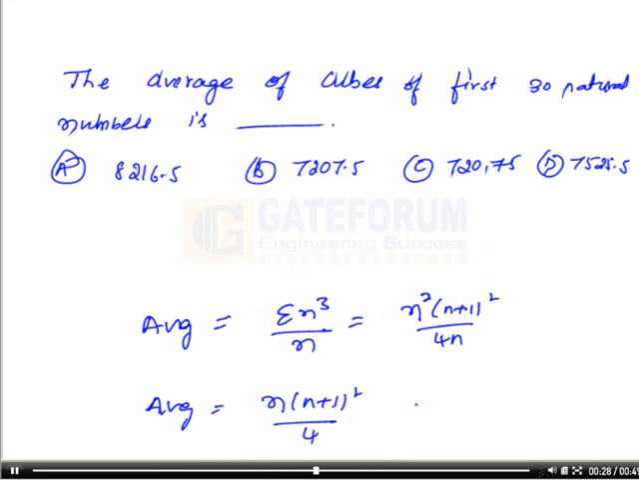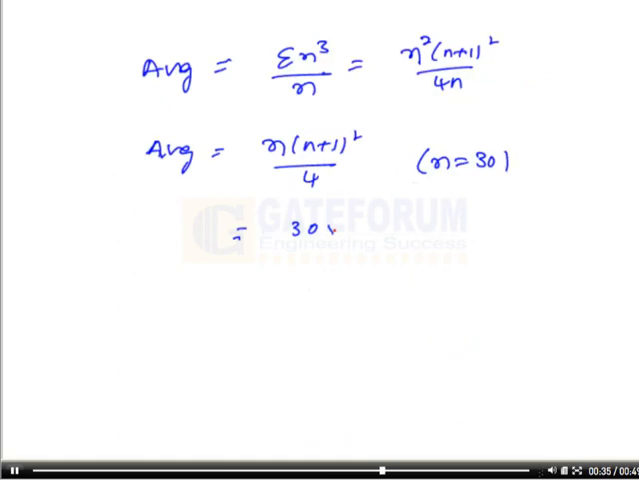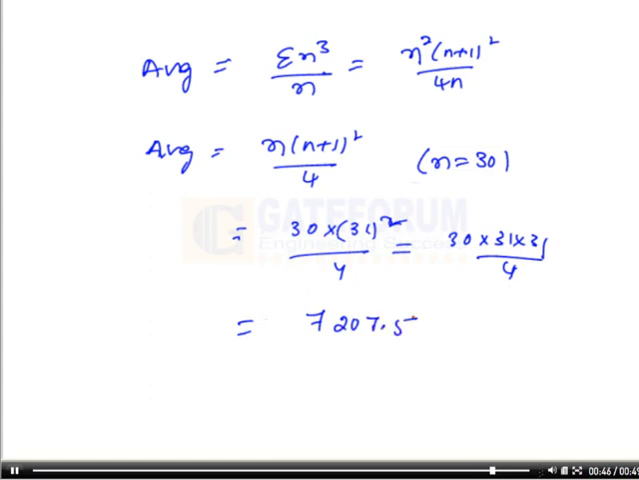Let us substitute the value of n, as we need the average of the cubes of first 30 natural numbers. n is nothing but 30. Just substitute here. 30 into 31 square by 4, which will be 30 into 31 by 4. If we simplify it, the value will be 7207.5, which is option B.